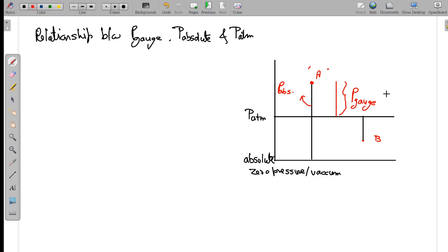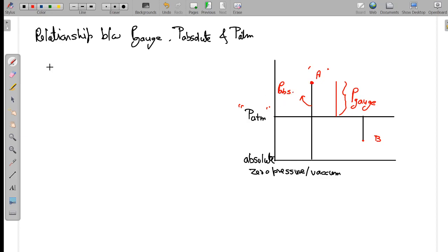Okay. So what we can analyze from here is that gauge pressure is measured keeping a reference of atmospheric pressure. Gauge pressure is either measured above the atmospheric pressure or below the atmospheric pressure. Below, I will tell you in a while. Let us first consider the pressure above the atmospheric pressure. If I am measuring the pressure above the atmospheric pressure, then it is called gauge pressure. Similarly, if I am measuring the same pressure from absolute zero, then it is called absolute pressure.